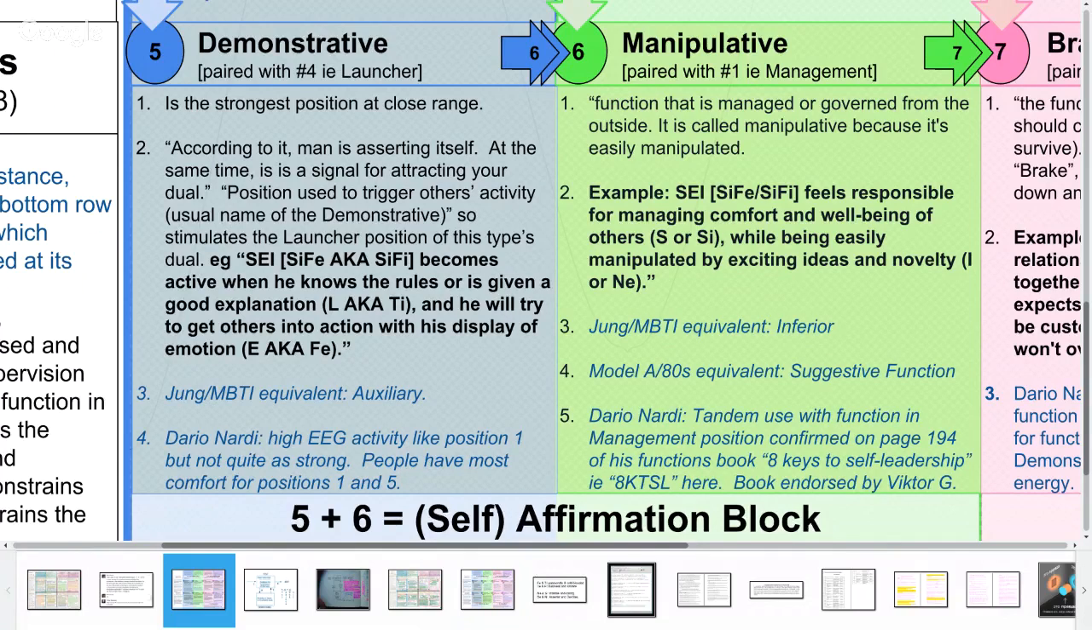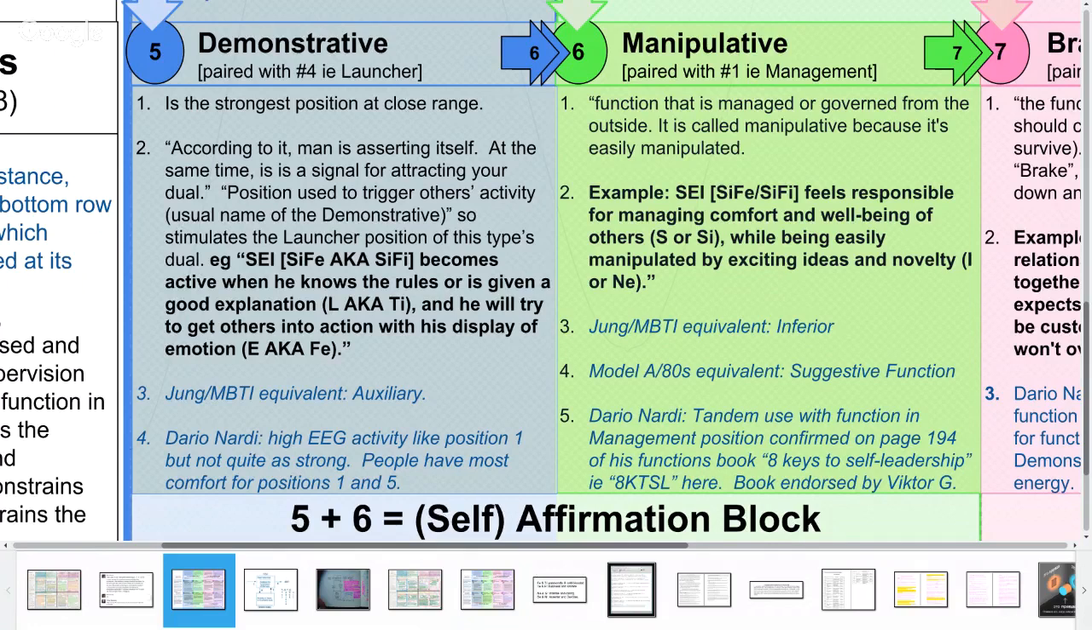Equivalent of the auxiliary function in Jung and MBTI. Dario Nardi: high EEG activity like position 1, but not quite as strong. Positions of most comfort: 1 and 5. Right.